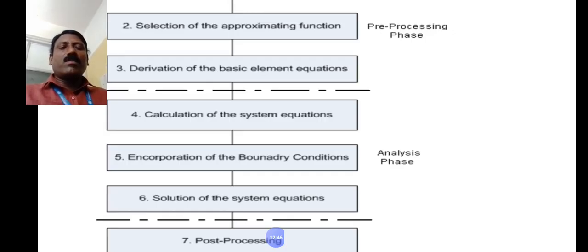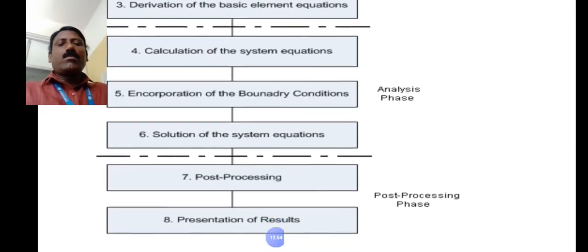Step 6 is the solution of system equations. You need to calculate the solutions from the developed equations. Next is the seventh step, post-processing. Post-processing is the method of retrieving the results from the solutions. The eighth is the presentation of results. You need to display the result values. These are all the basic steps of finite element analysis.